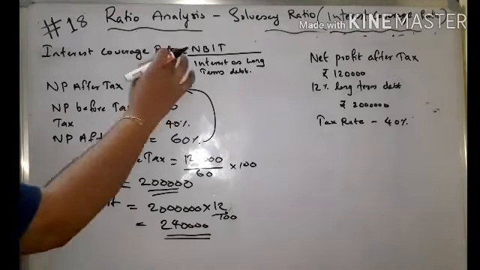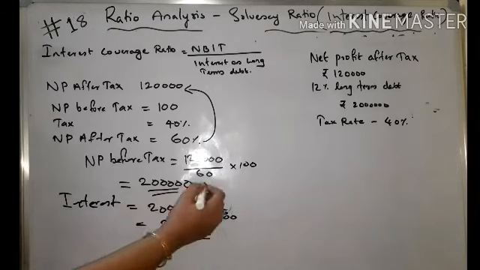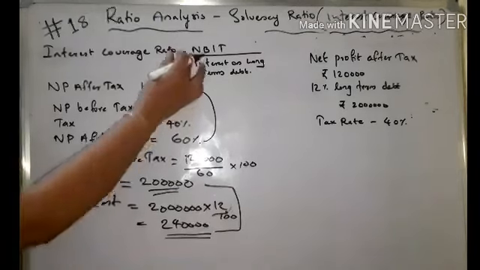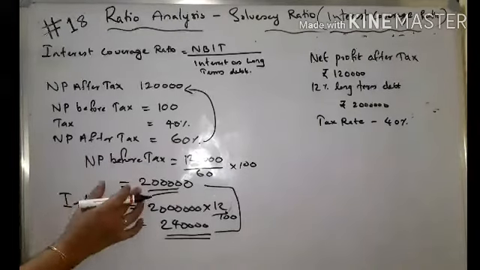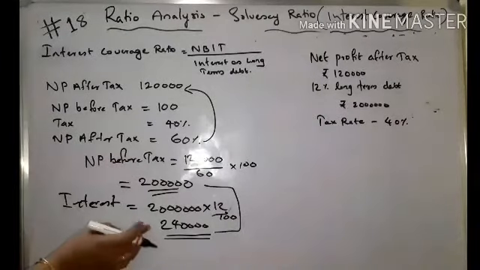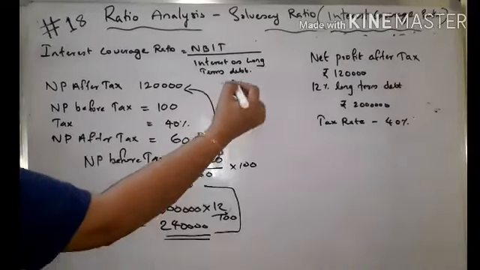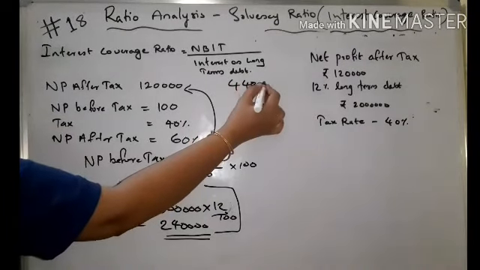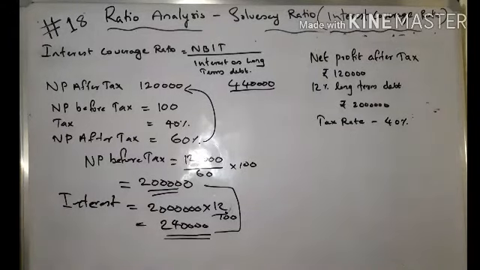But what we need is net profit before interest and tax. So if these two values are added together, then you will get net profit before interest and tax. That means 2 lakhs plus 2 lakhs 40,000. Net profit before tax 2 lakhs, interest 2 lakhs 40,000. So net profit before interest and tax is equal to 2 lakhs plus 2 lakhs 40,000, that means 4 lakhs 40,000.